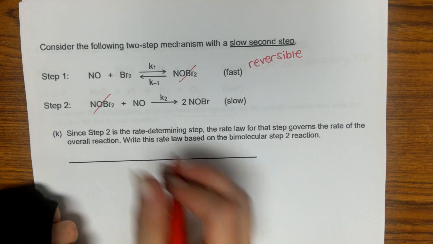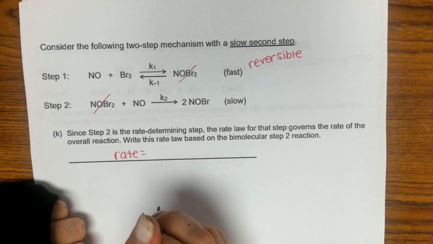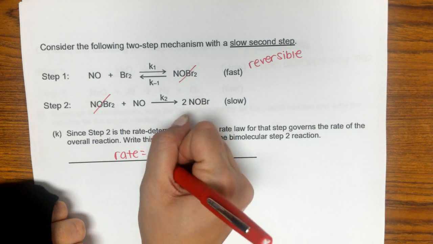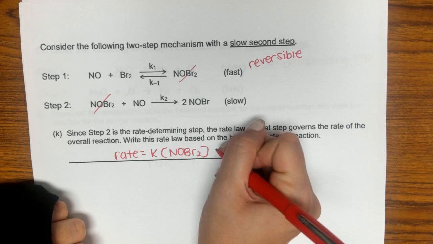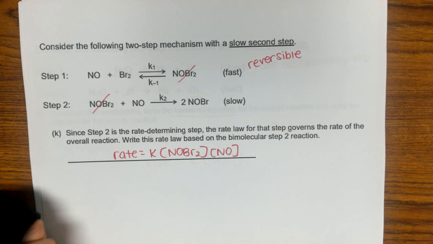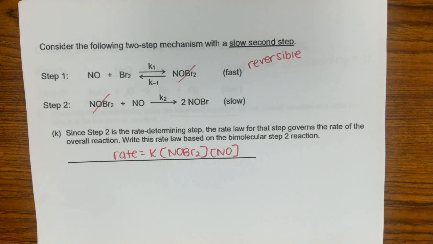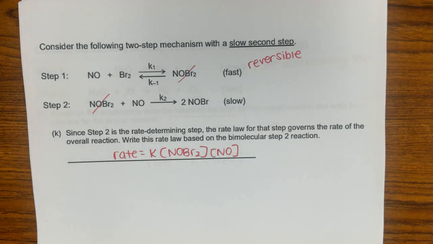Now, just because it is an intermediate, we still have to include it when we write the rate law. So k [NOBr2] and then [NO]. That is what it would look like. Now, you have to write it. That does not mean it's correct. And we're going to talk about how to get a correct rate law.